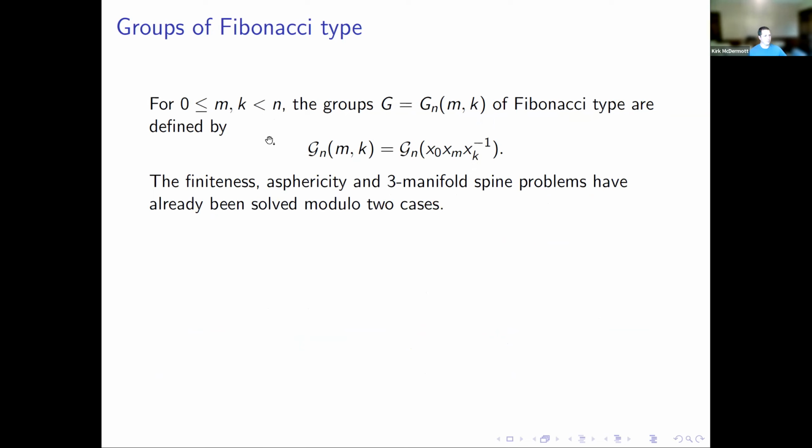The finiteness problem has been solved, the sphericity problem, and then in the last few years, the three-manifold spine and group problems have been solved. Interestingly, there are two exceptional cases. If you take n equals 9, and then m is 7 and k is 1, I forget the other one off the top of my head. Very little is known about those groups. It is surprising, not for lack of effort. A lot of people would like to know if they're finite, but no one's been able to prove it. Recently, though, they were shown to be not aspherical.